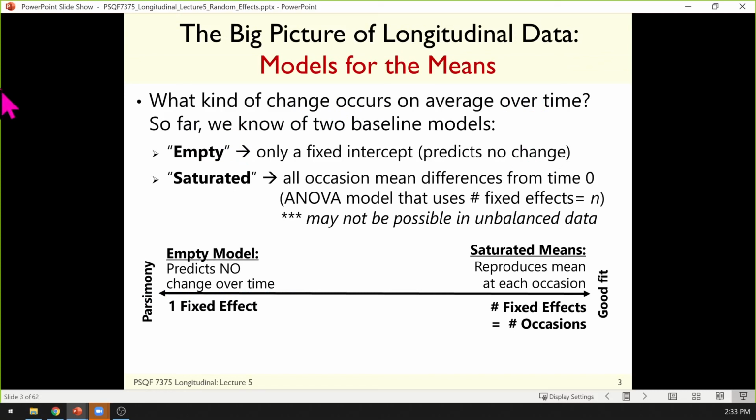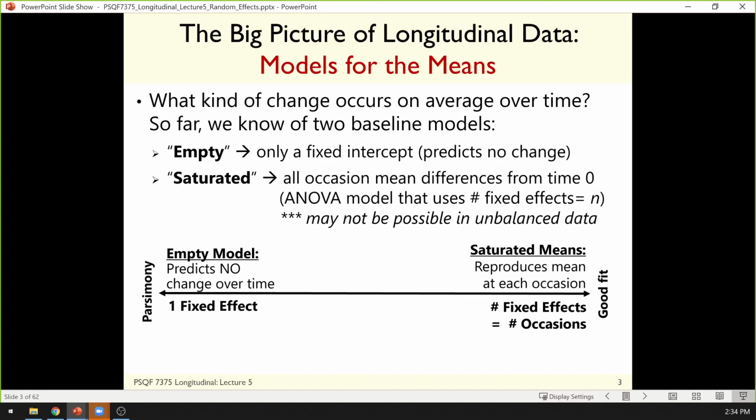All right, so choices then. Model for the mean side, what happens on average. Model for the variance, concerned with individual differences. First, the mean side. You only know two choices so far in terms of how we would describe change over time. You can have an empty model, which means there is no change over time.